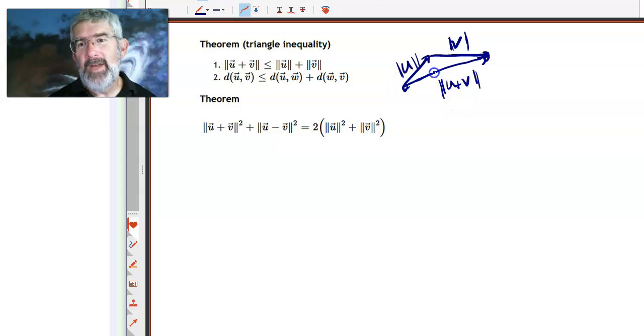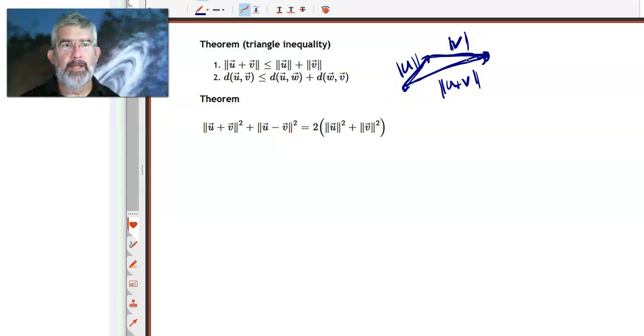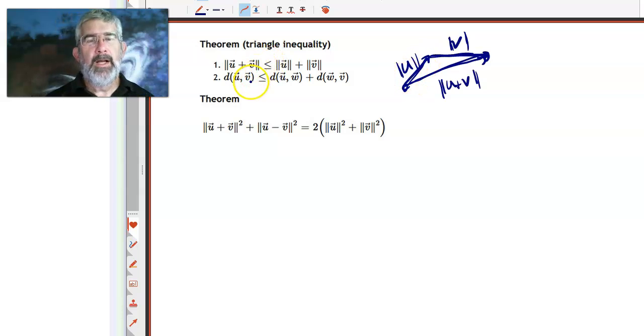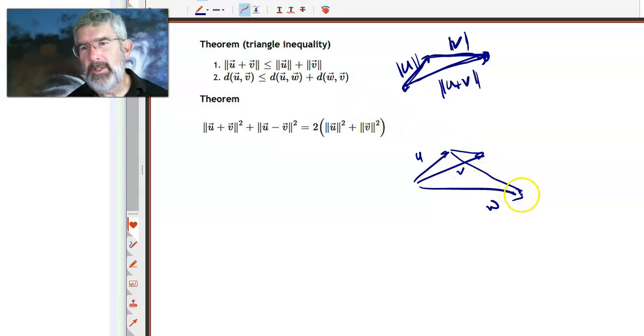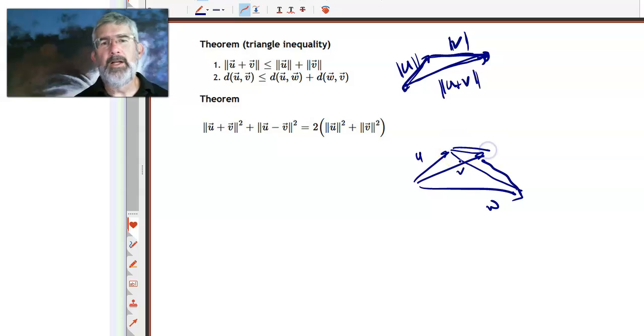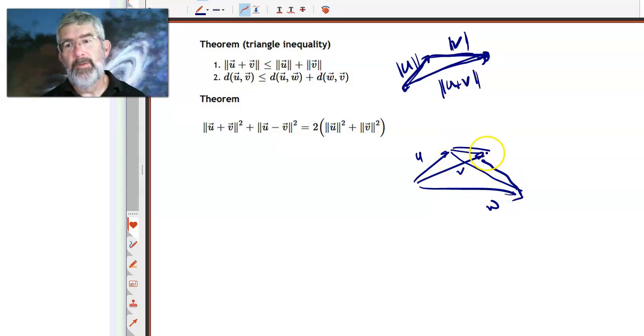right? So this one side of the triangle is shorter than the sum of the other two sides. That's why it's called the triangle inequality. One side is shorter than the other two. Okay. Likewise, with distances, you've got three vectors. So here's the vector u, here's the vector v, and here's the vector w. And we're saying that the distance from u to v, this distance right here, is shorter than the distance from u to w plus the distance from w to v. Again, you're looking at one side of the triangle being shorter than the sum of the other two sides.